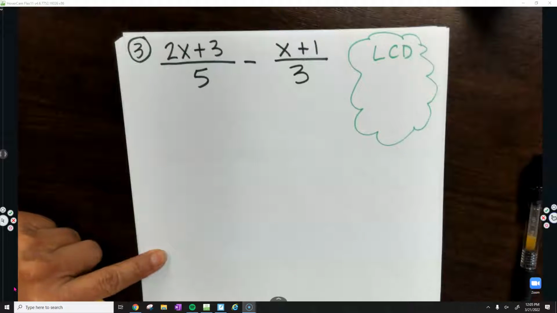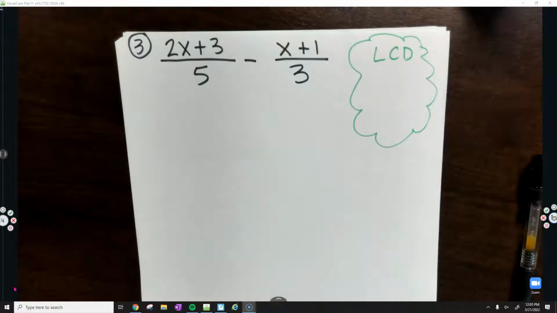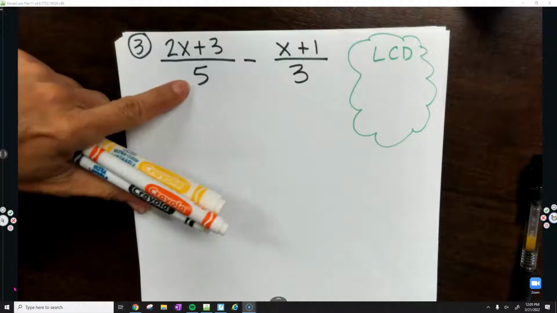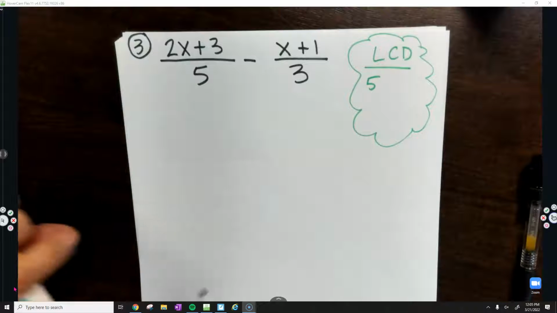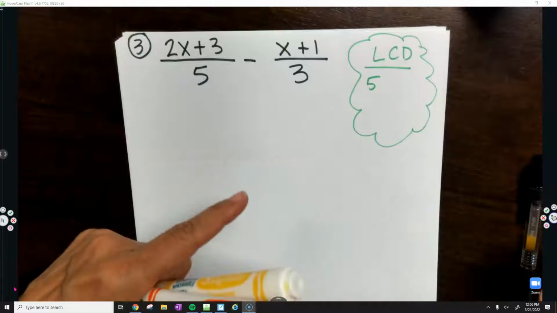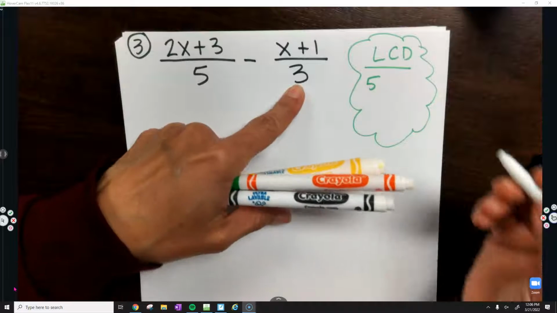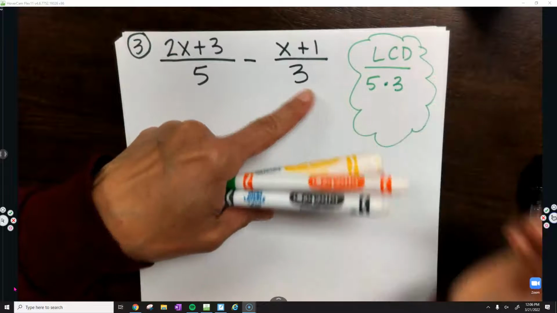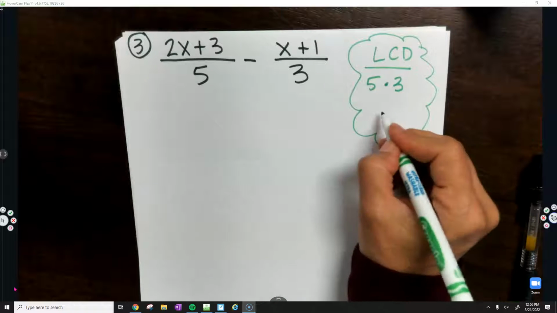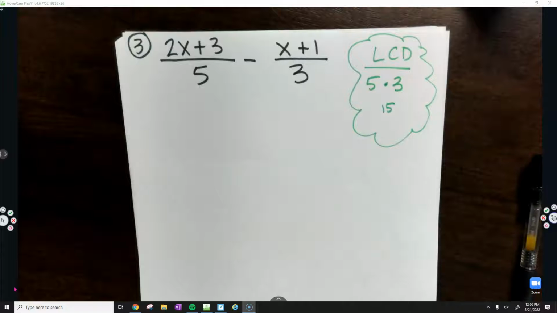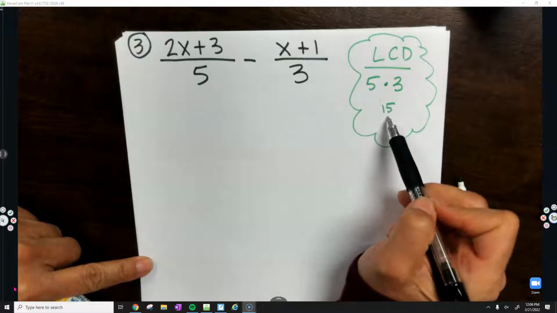Same exact rules apply. Always follow this process. Look at the first fraction and just copy the denominator. The first fraction has a denominator of a 5. Not a big deal. And then go to your next fraction and write what you haven't written already. I haven't written a 3. So I know my LCD for this is 15, just multiplying the two denominators together.